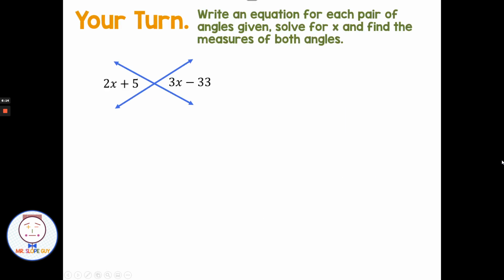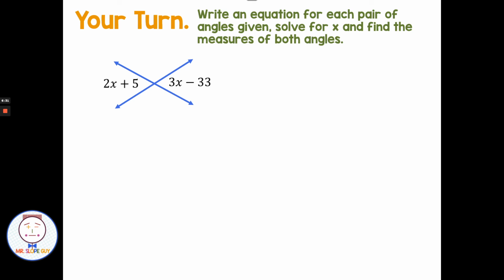All right, so now it's your turn. You guys pause the video here. See if you can figure out the relationship between the two angles. You're going to write an equation. You're going to solve for x, and then find the measure of both angles and restart the video.